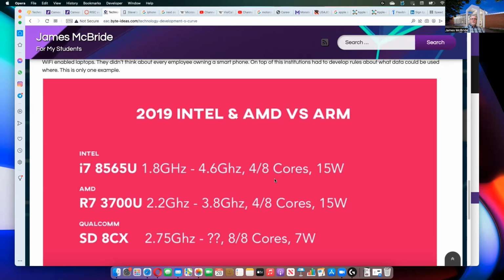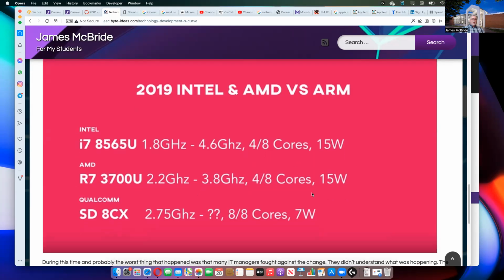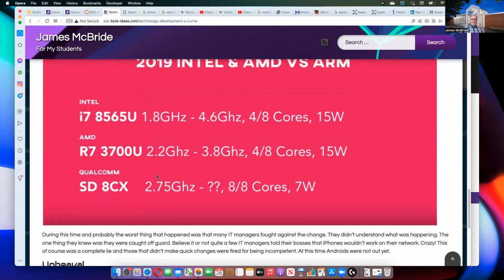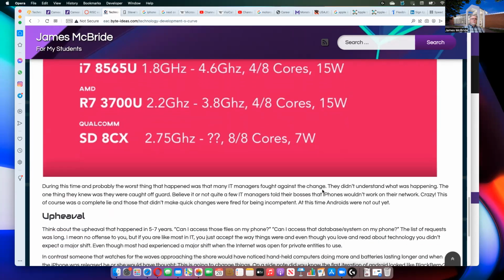1.8 to 4.6, and has 4 to 8 cores, and it uses 15 watts. AMD, because I wanted to show you that there are ARM processors out there made by AMD, made by NVIDIA, made by Qualcomm. So an R7 3700U, which again doesn't really matter too much, right? 2.2 gigahertz so it's faster. But a little slower here, so its base is faster. 4.8 cores, 15 watts. Right, that would be your graphics processor is what you're dealing with, and then Qualcomm, right? This particular processor, 2.75 to they haven't hit the top yet, and it's got 8 cores.